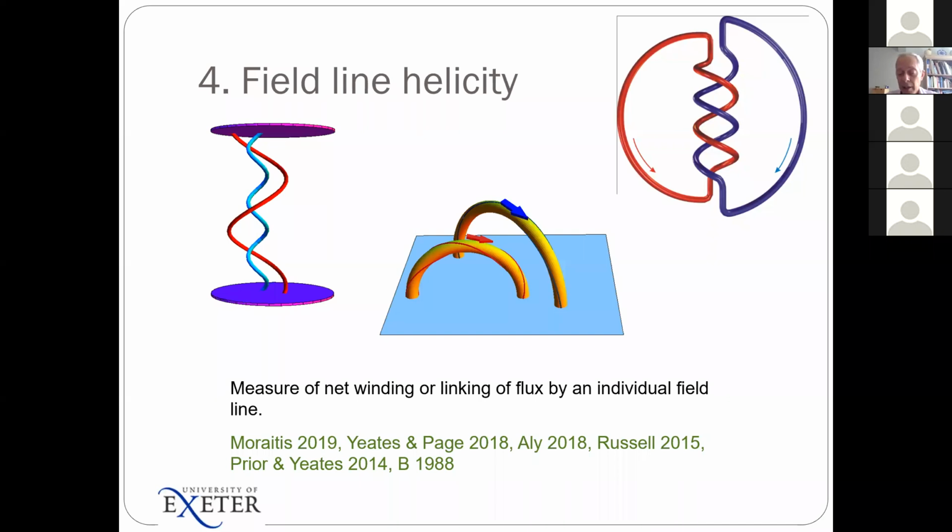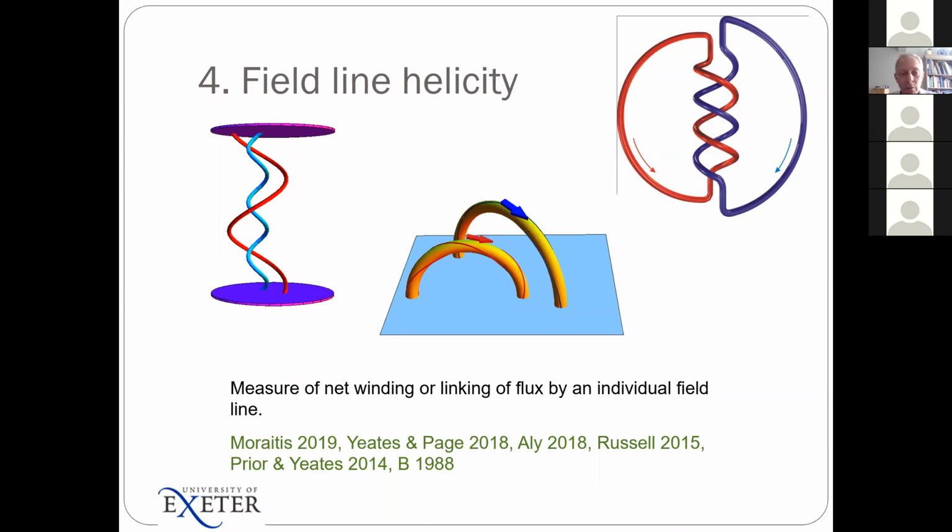Stokes' theorem: the integral of A dot dl equals the integral of B dot n dA, the flux enclosed. When you have field lines with endpoints, you have a bit more work to do. A is not gauge invariant. So a good way of doing it is to choose Prior and Yeates, the winding gauge, where you get the right answer. It's a particular gauge of vector potential where you get the winding number right.